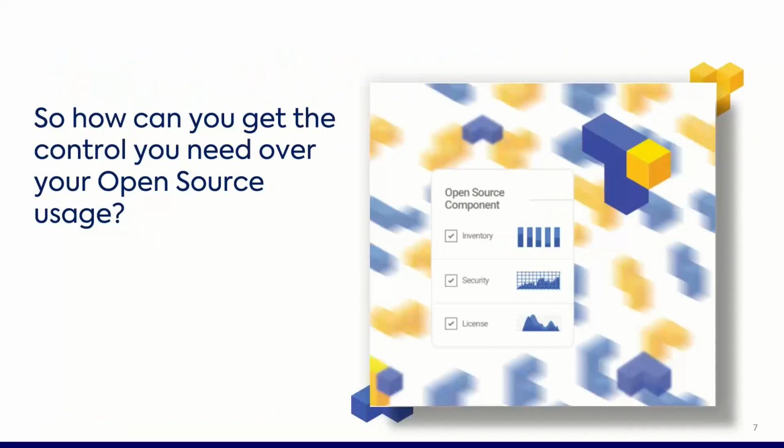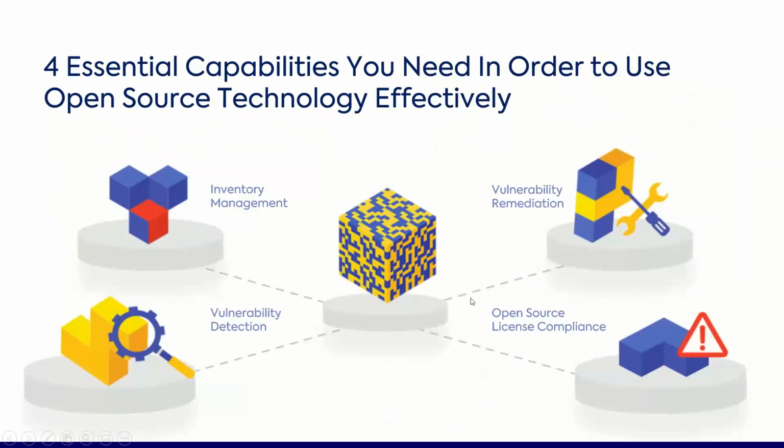And the question that we have here is how can we gain the control that we need over open source usage? I think it's not very, very complex. We really have to do 4 essential things that will help us track open source vulnerabilities in an effective way.